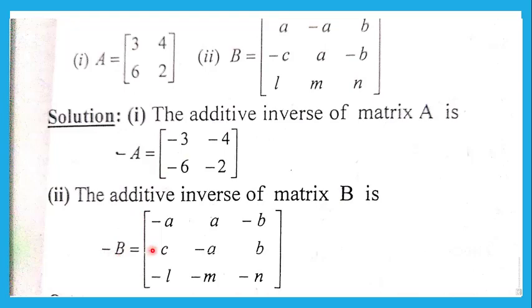So minus B is equal to, in this matrix, where it's plus a, we are going to write minus a. Where it's minus a, we are going to write plus a, plus b over here, minus b over here, and so on. So this is the answer of this question.